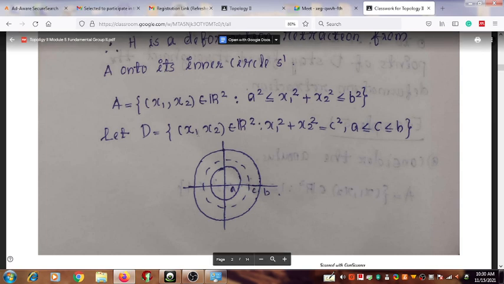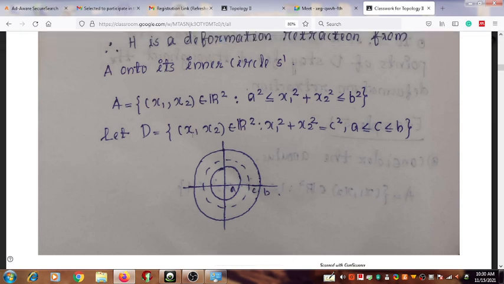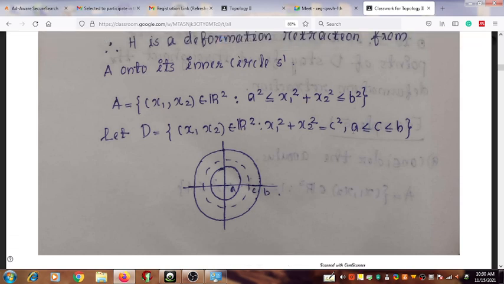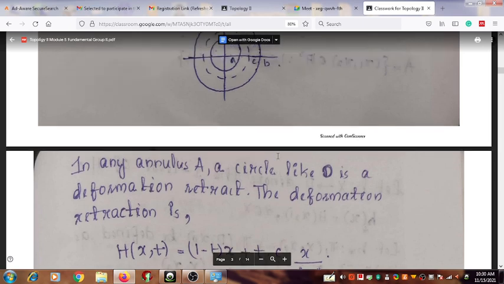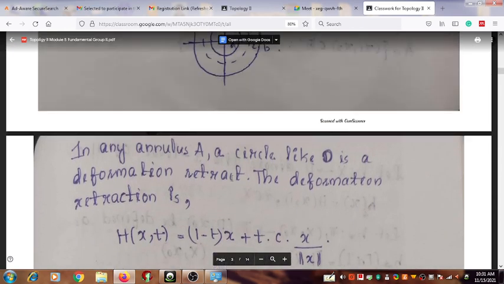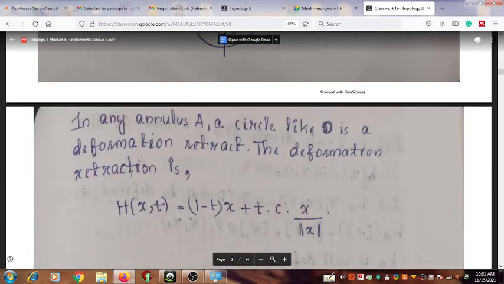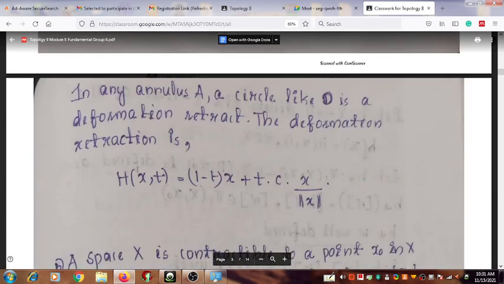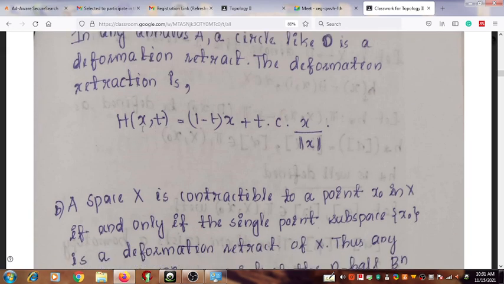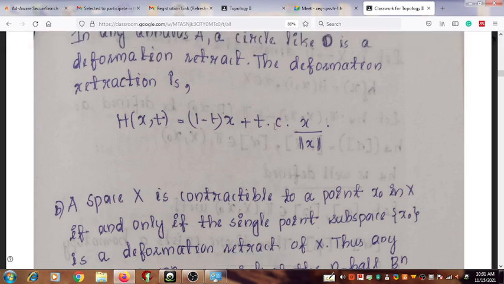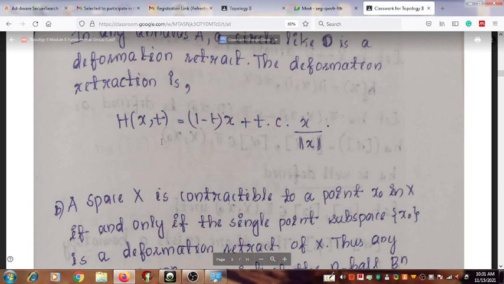So D can be the collection of all the points (x1, x2) in R2 which satisfy the condition x1 squared plus x2 squared equals c squared, where a is less than or equal to c, which is less than or equal to b. So that also acts as the deformation retract. But in this case, the homotopy must be redefined. It's the general case of the function we defined in the previous case. So how do we define that function? h(x, t) equals (1 minus t) times x plus t times c times x by norm of x is the function definition.